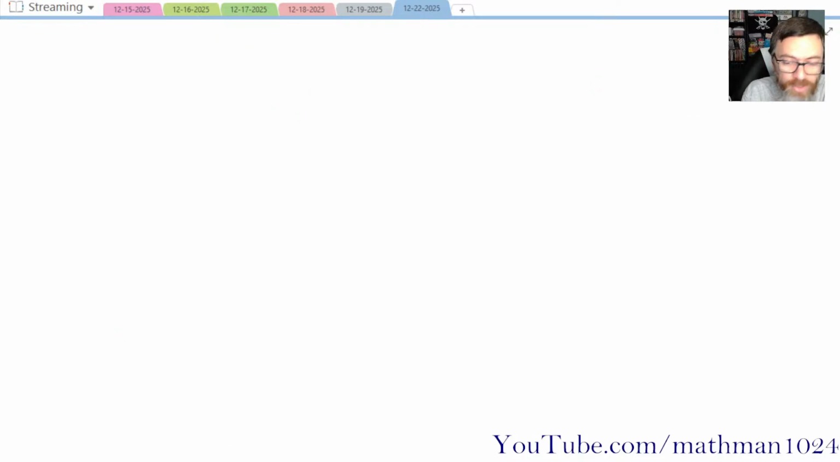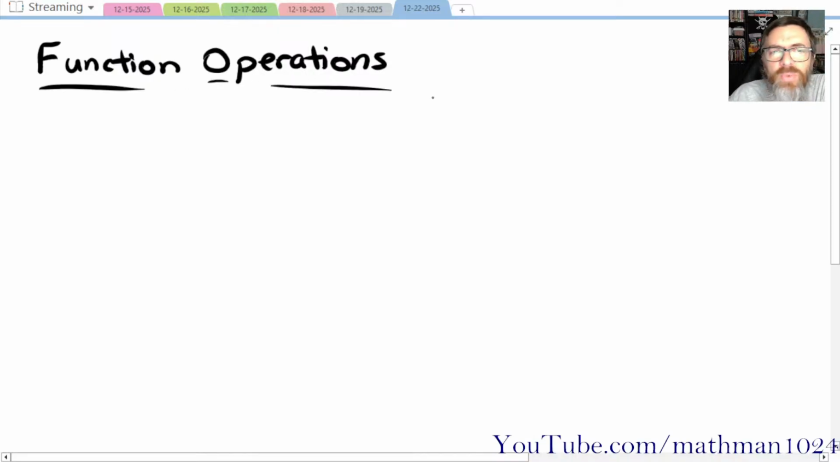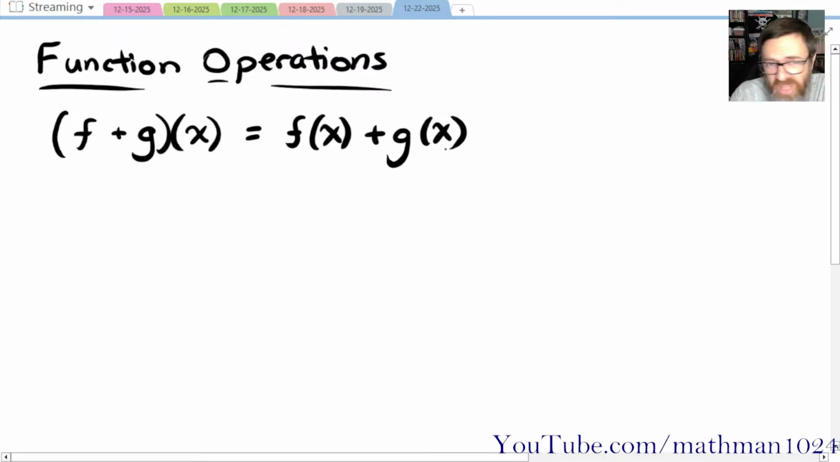Now here's some fun things that we can do with functions. This is called function operations. This is when you're working with a couple of different functions. We can do our basic arithmetic operations on them. I want you to be familiar with the notation. If you have two functions f and g and you see the expression f plus g of x, that means f of x plus g of x. In its simplest terms, that's all it is. That really shouldn't be that big of a stretch of the imagination.